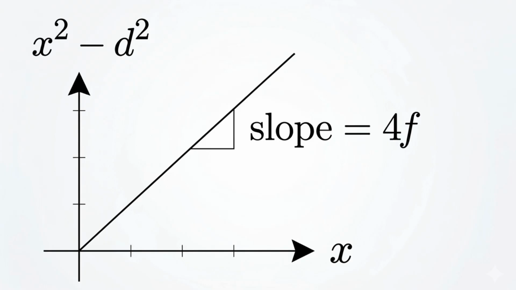In the final step, we plot the graph. We place x on the horizontal axis and x squared minus d squared on the vertical axis. The data should form a straight line. The slope of this line equals 4f, so we can determine the focal length by dividing the slope by 4. This graphical method provides a highly accurate result based on multiple data points.